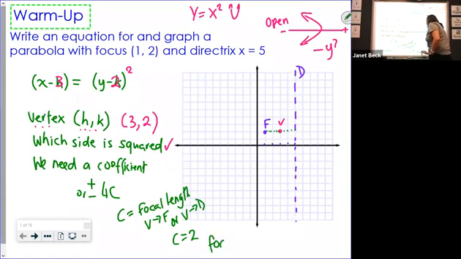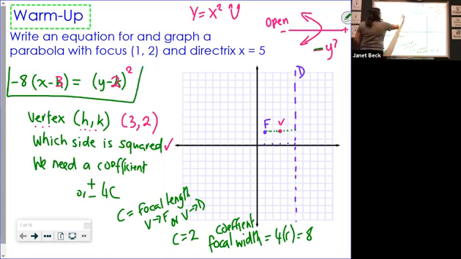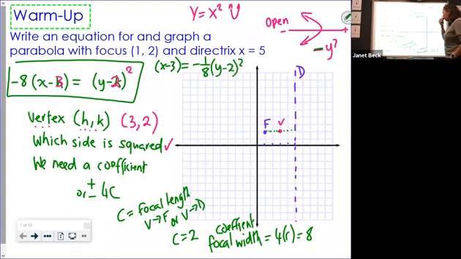So our focal width, the width of the parabola through the focus, is always going to be 4 times c. So it's going to be 8. And this gives us our coefficient. So our coefficient is 8, and I know it's going to be negative because of the way it opens. So I can put it here. That's one great version of the equation. Or I could have written that as x minus 3 equals negative 1 over 8, y minus 2 squared. And I'm happy with either of those.